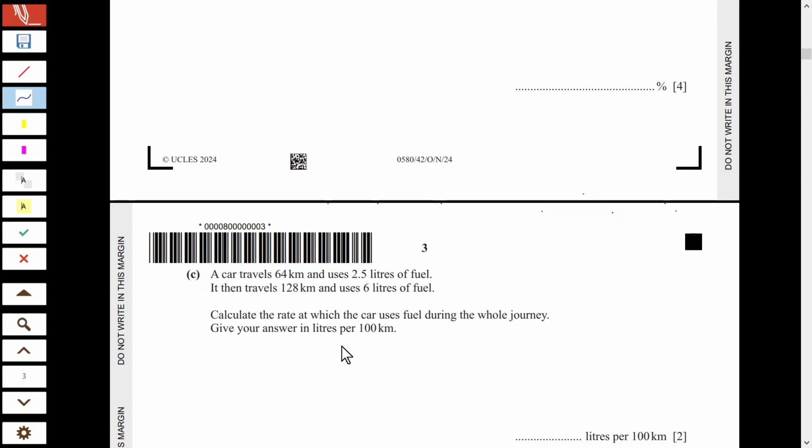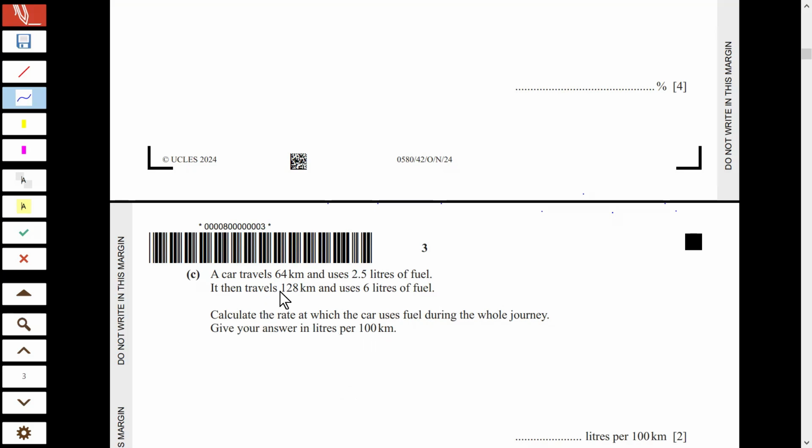Question C. A car travels 64 kilometers and uses 2.5 liters of fuel. It then travels 128 kilometers and uses 6 liters of fuel. Calculate the rate at which the car uses fuel during the whole journey. Give your answer in liters per 100 kilometers.